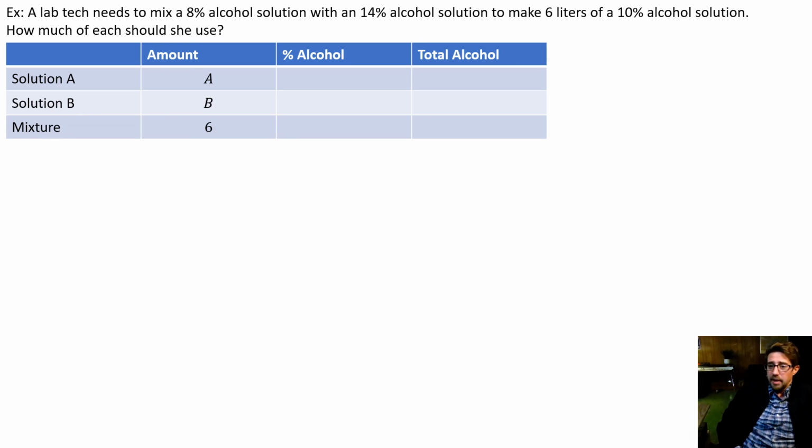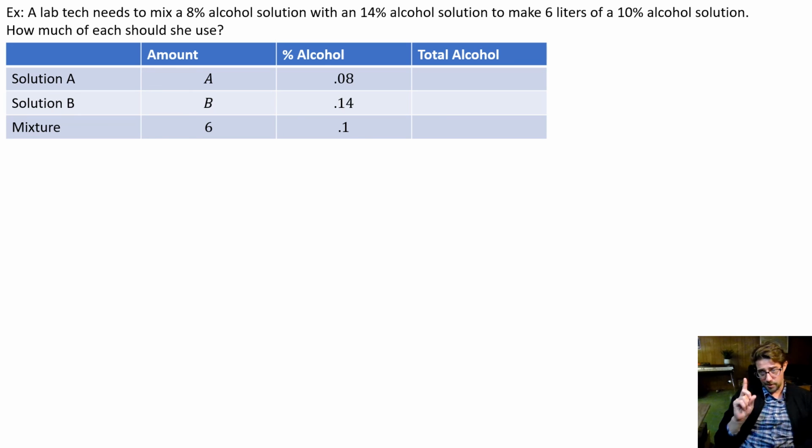All right, so we have A of A, we don't know, B of B, and 6 of the total. So the third row is always like a total. The percent alcohol we know, we were given A is 8%, B is 14%, the mix we want to be 10%. So we know that we're using decimals. You just get rid of the percents. You never use percents in math. You always convert them. So it's 0.08, 0.14, 0.1.